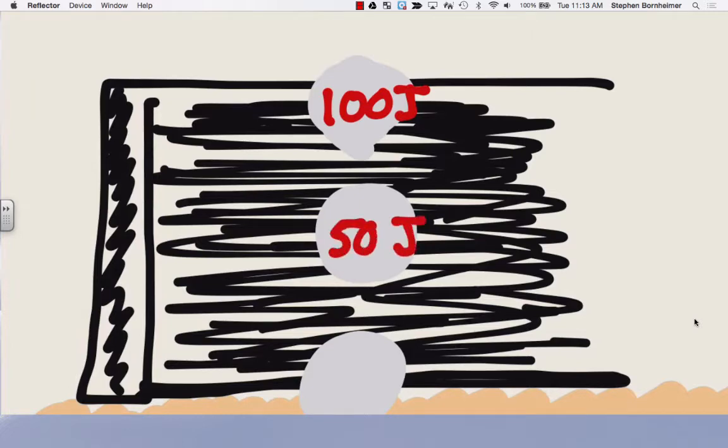So 50 joules. Okay? What about the one on the bottom? Now, let's assume that it's been shaded. The sand has been shaded. It's not super hot. Okay, so we have 100 joules, 50 joules. This one's the furthest away. We'll go 25. Sounds good.